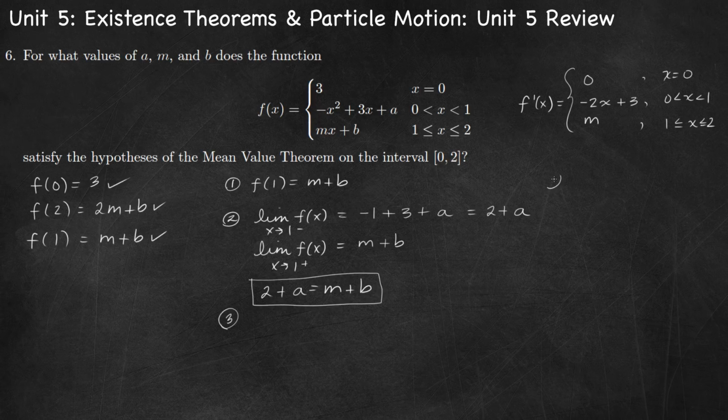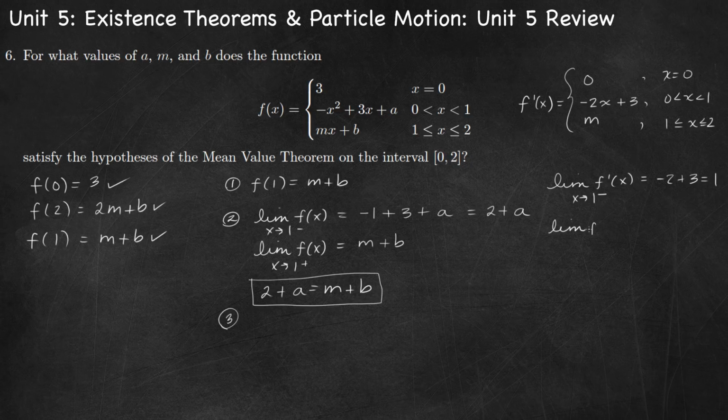So we need to know what is the limit of f prime of x as x approaches 1. And since 1 is where our domain splits, we have to check this from the left and the right. The limit of f prime as x approaches 1 from the left, I'm looking at the middle piece. I'm letting x equal 1. I get negative 2 plus 3, which is just 1.